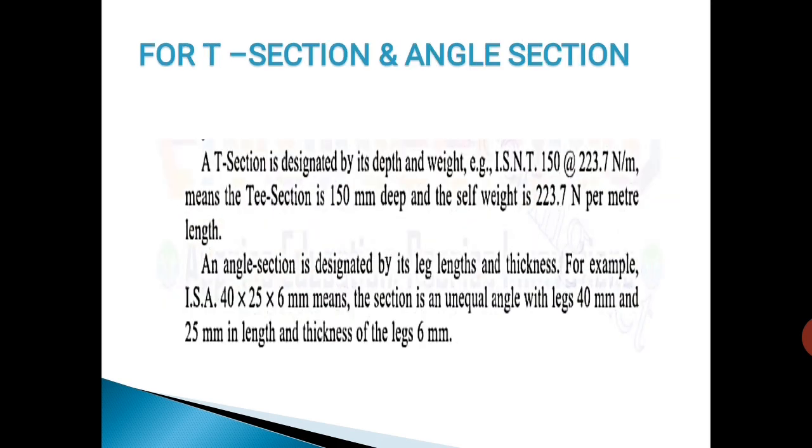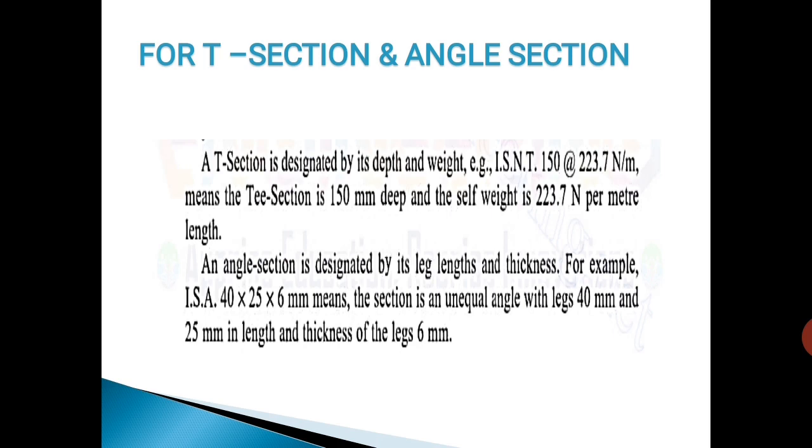Then for T sections and angle sections: a T section is designated by its depth and weight. For example, ISNT, meaning Indian Standard Normal T-beam section, 150 at the rate of 223.7 Newton per meter, means the T section is 150 mm deep and the self weight is 223.7 Newton per meter length.